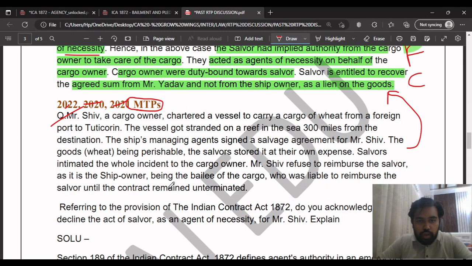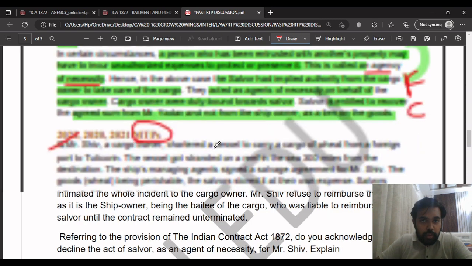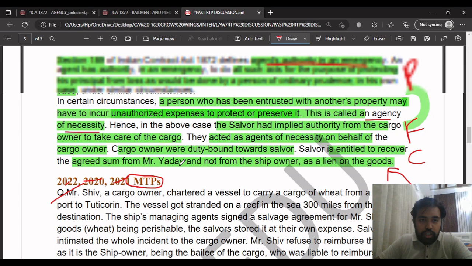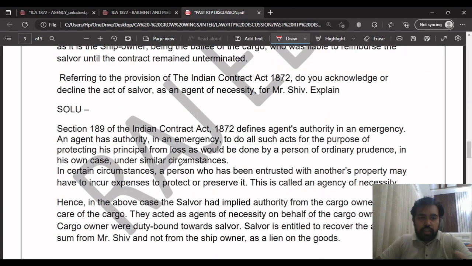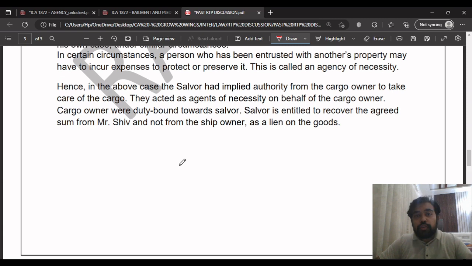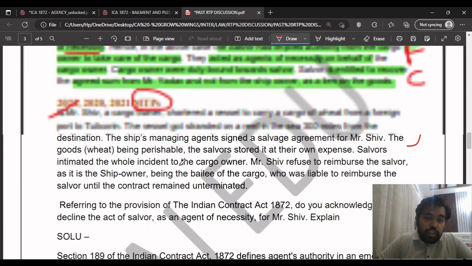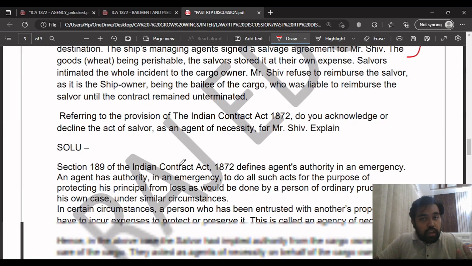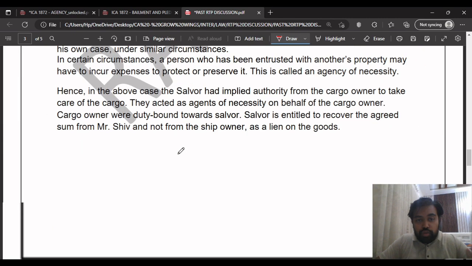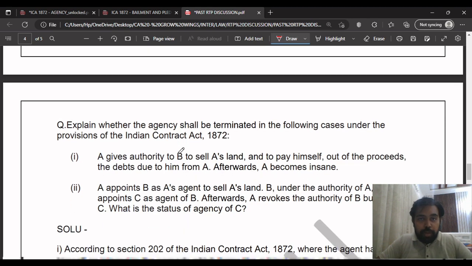Same question you can see, a cargo owner, chartered vessel, perishable goods. Same solution they have written here, the same as the above solution. Just to show you that they'll ask in the MTP the same question which is given in the RTP and in the test your knowledge study material. Just to prove that the same question can come in your exams as well. That's why I'm trying to tell this question. I can see that it's coming in the exam. So it is important from the exam point of view for May 23.